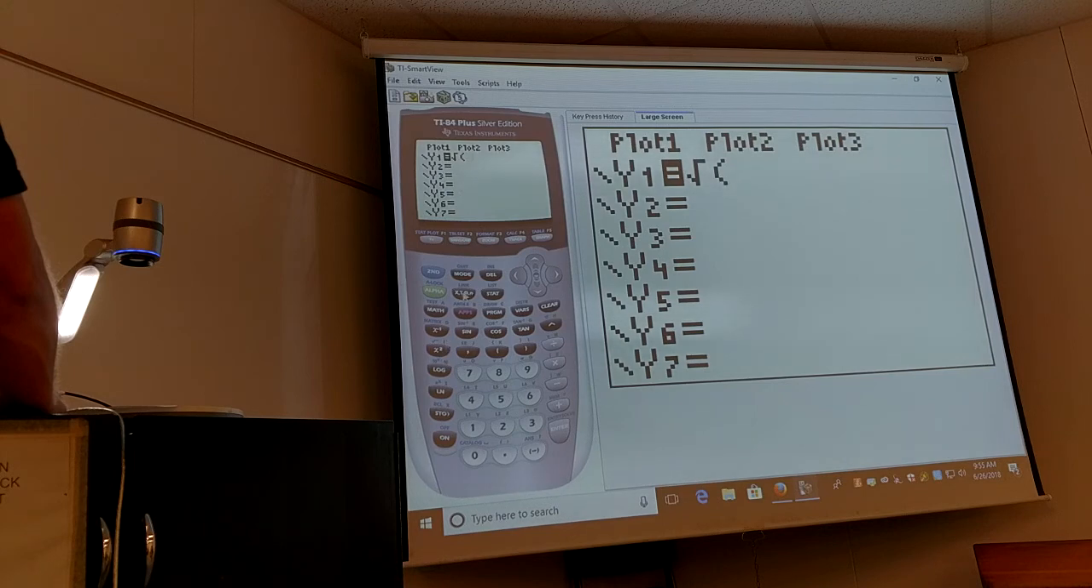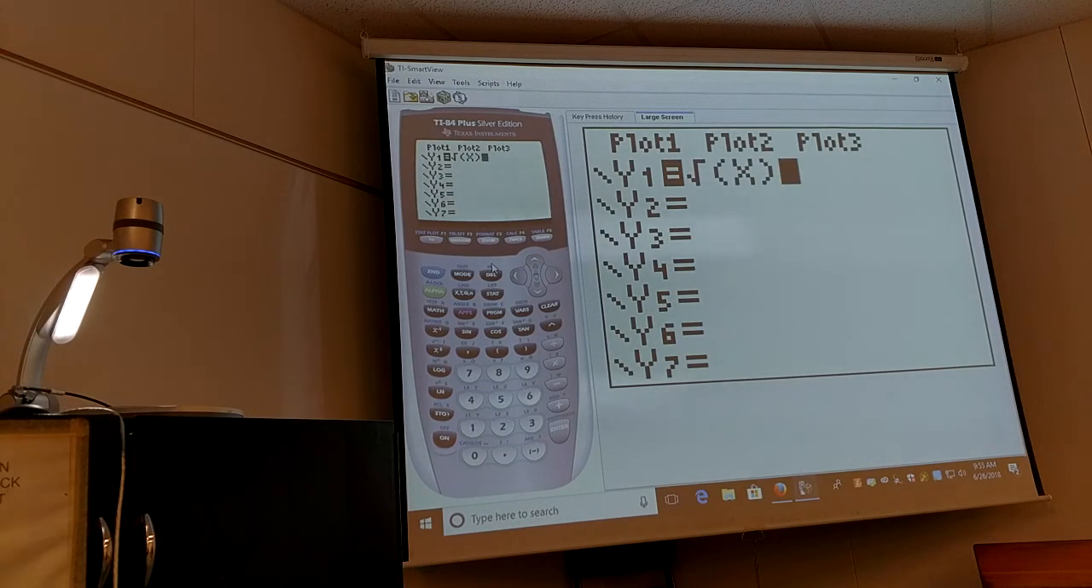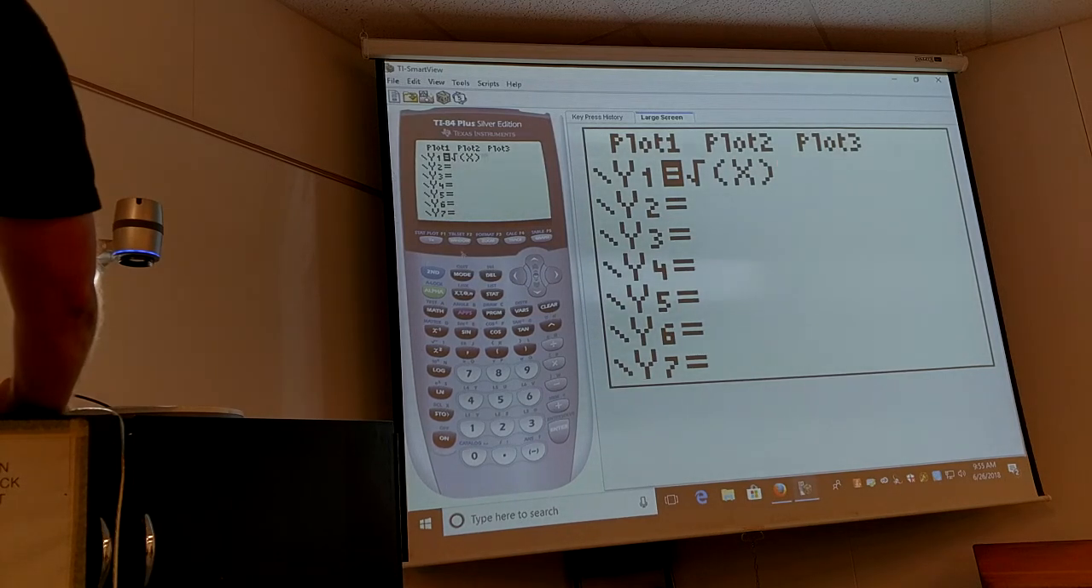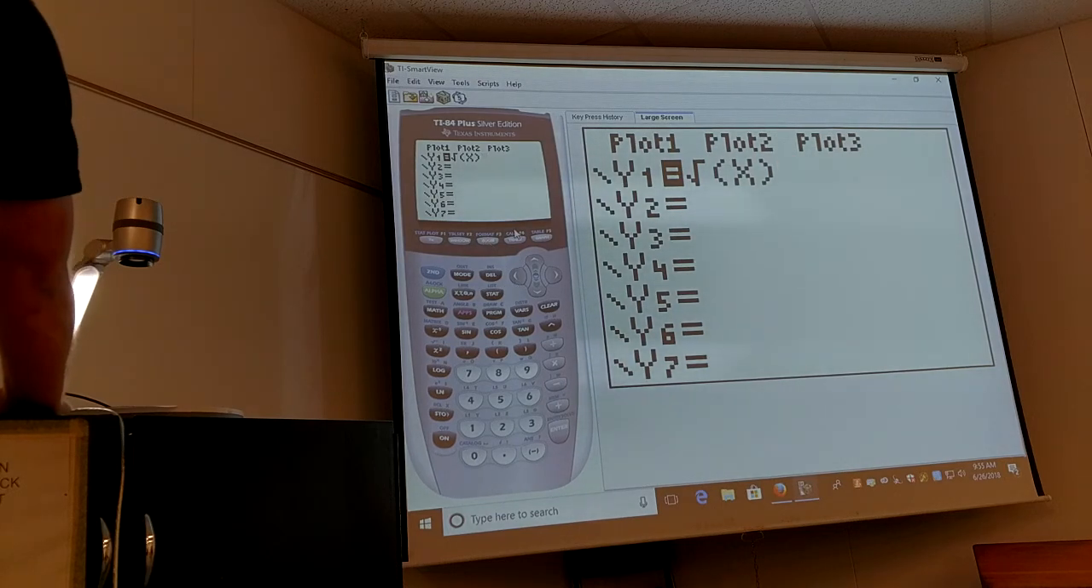Square root of x. And everybody also hit zoom 6. Remember, zoom 6 is the one that gives us a standard negative 10 to 10, negative 10 to 10. We hit zoom. Do you need the parentheses and do the x like that? You don't have to close it. I just did it to make it look nice up there.